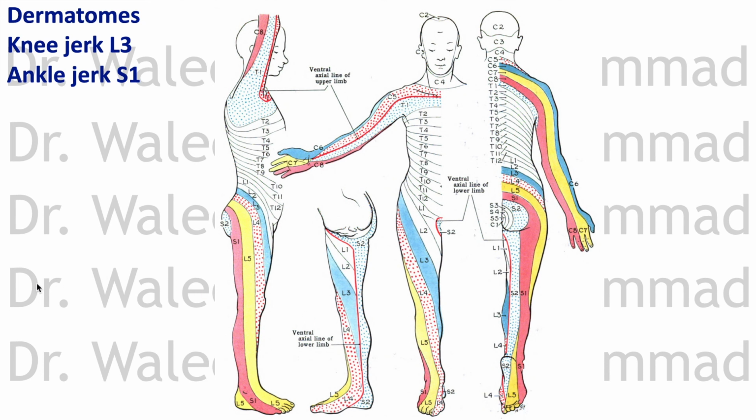The reflexes, the knee jerk and the ankle jerk. The segment for the knee jerk is L3, and the segment for the ankle jerk is S1.